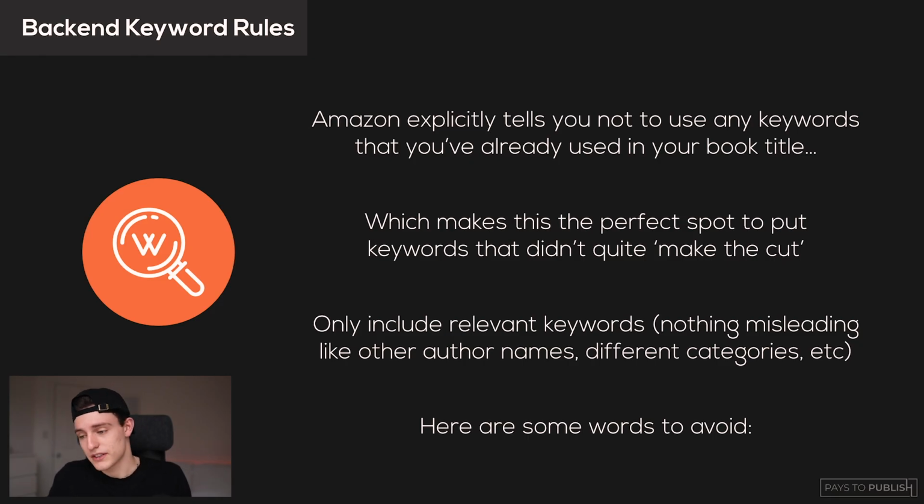So the backend keyword section is the perfect place to put those keywords. And finally, only include relevant keywords to your book. Okay, so I'm going to show you a hydroponics gardening example book that I've been using. I'm going to show you the keywords I put for that.